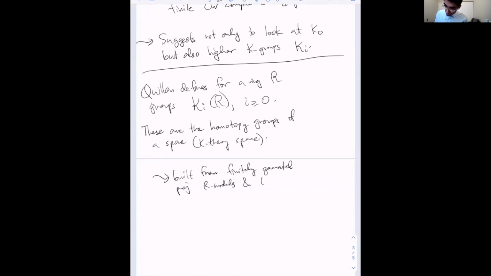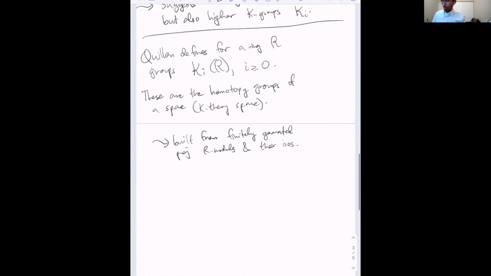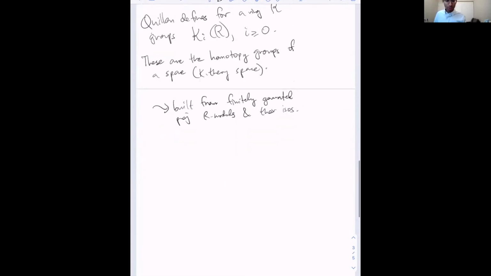And their isomorphisms. Right, and so Quillen writes down or constructs a space whose higher homotopy groups are defined to be this K-theory space. So maybe I should say that these higher K groups are in general very difficult to compute.